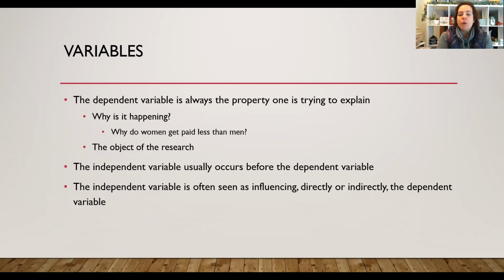So the dependent variable is always the property one is trying to explain. I kind of said that already. So you're asking the question, why is it happening? Why are women getting paid less than men? It's the object of your research. It's what you're trying to figure out. The independent variable usually occurs well before. It's often seen as influencing either directly or indirectly the dependent variable.